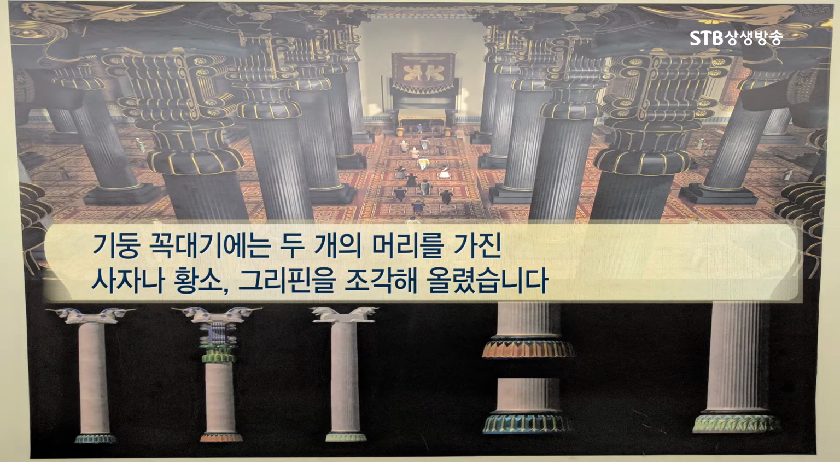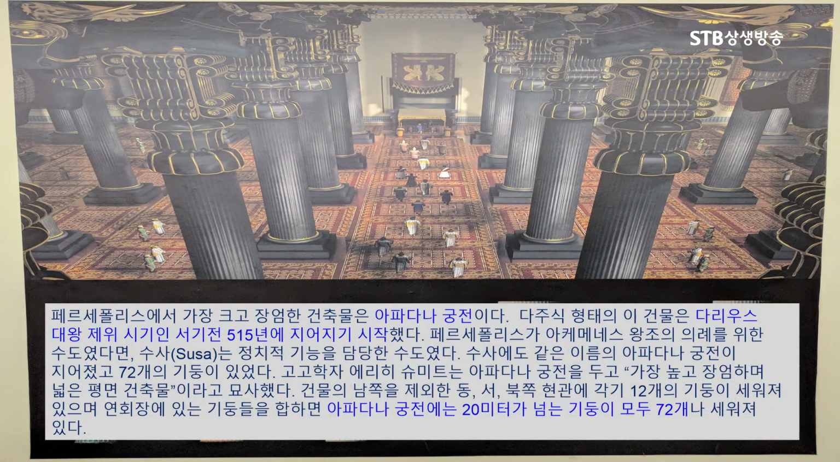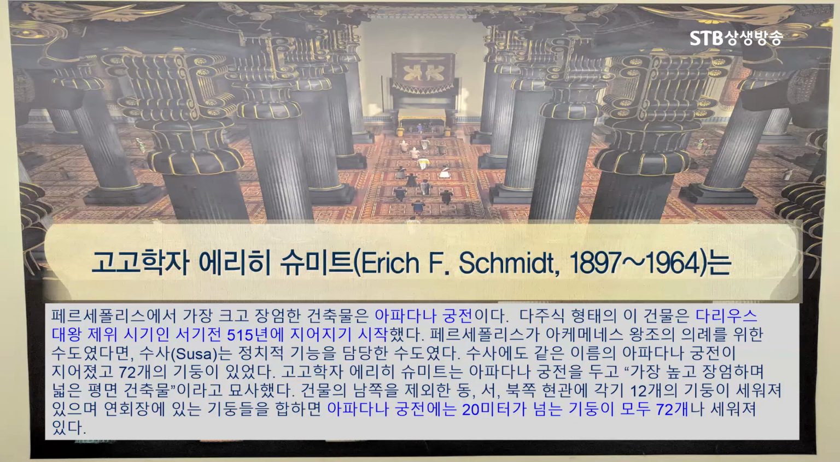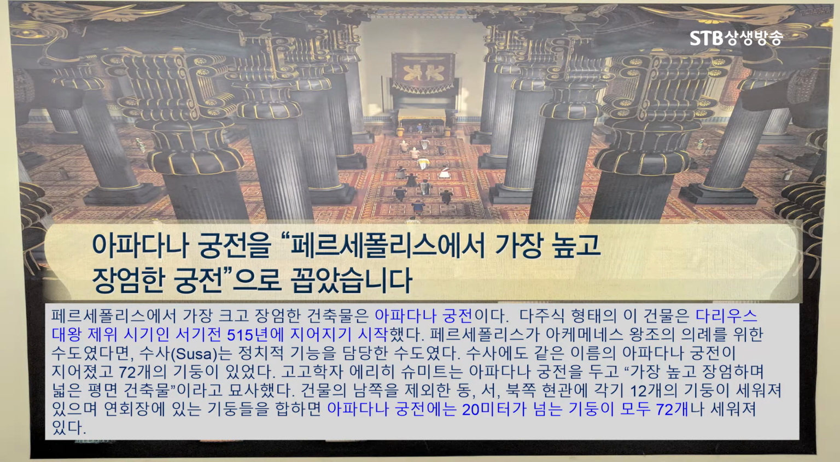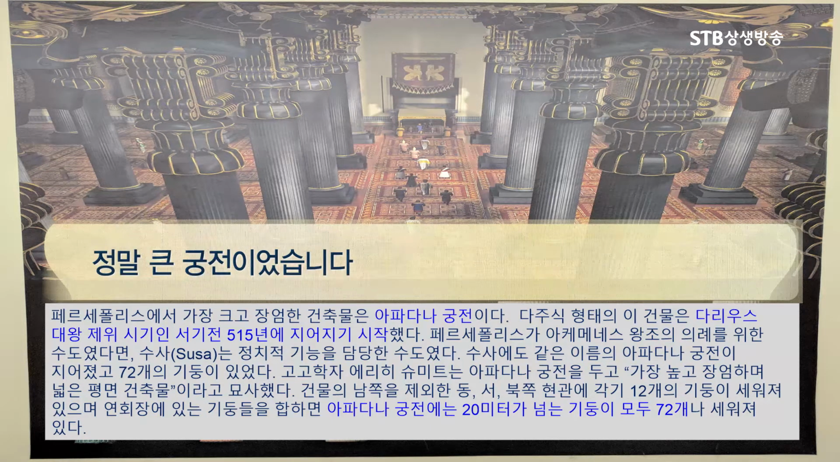On the capitals of the columns, we had double head lions, double head bulls, and also in some parts of Persepolis you can find double head griffin, which is one of the Iranian or Persian legendary animals. So Eric Schmidt said the highest and most magnificent palace in Persepolis is Apadana Palace, which was the hall for all the delegations. The capacity of Apadana Palace was something like 10,000 people. Huge size of the palace.